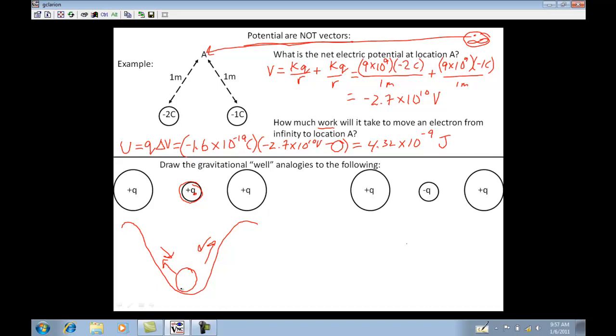Now, what would that analogy be if I've got a negative test charge in the middle, and two really large point charges on either end? What would the gravitational analogy for that be? Good. Exactly. So that would be like if it were on the top of a hill. Because when it's at the top, it's balanced. It's going to stay there. But if we just barely push it, it's going to roll down the hill either this way or that way.